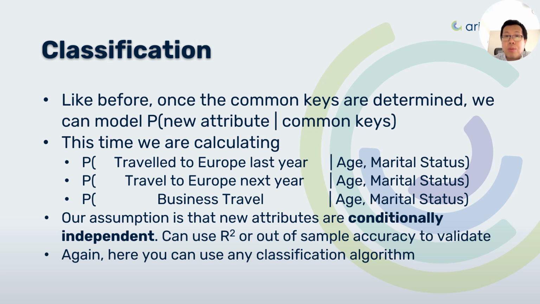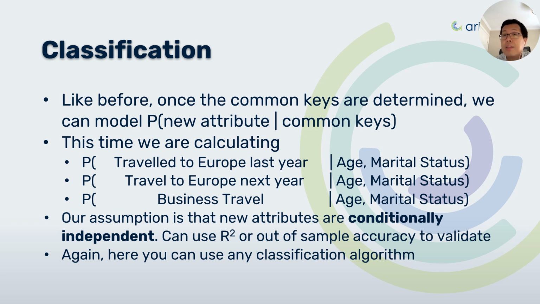So like before, once we have the common keys, we can now calculate the conditional probability of the new attributes given our common keys. So in this case, we're calculating three things: the probability of travel to Europe last year, given age and marital status, and travel to Europe next year, and business travel, and so on. One assumption we're making here is that the new attributes are conditionally independent, which means that the common keys we use are enough to explain all variabilities among the three new variables.